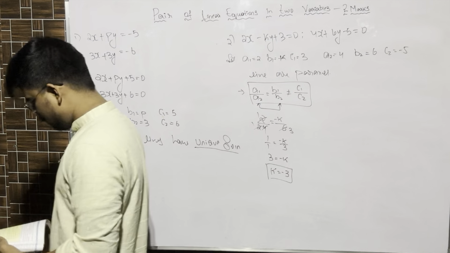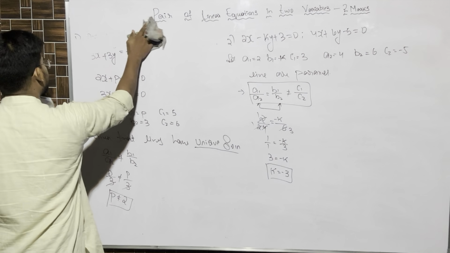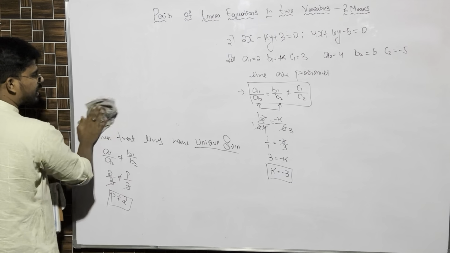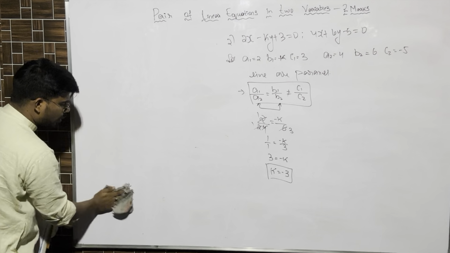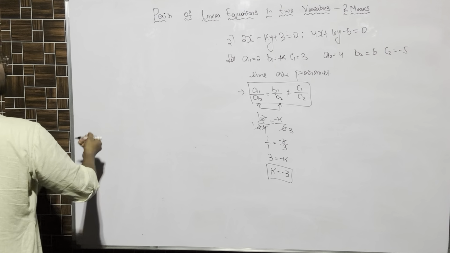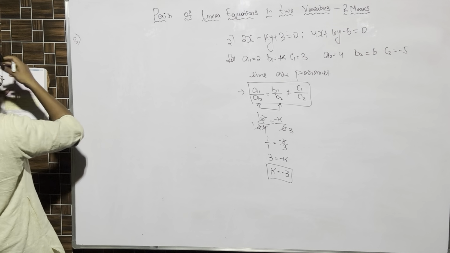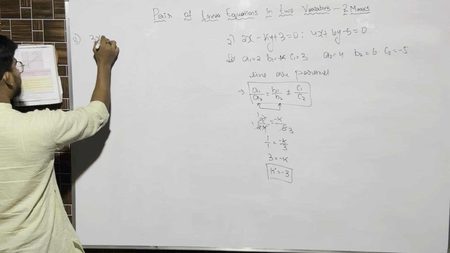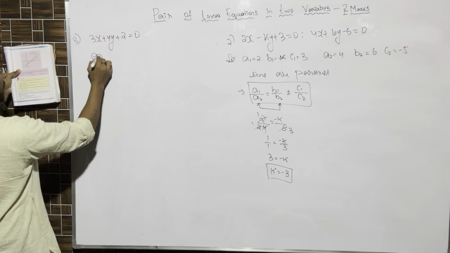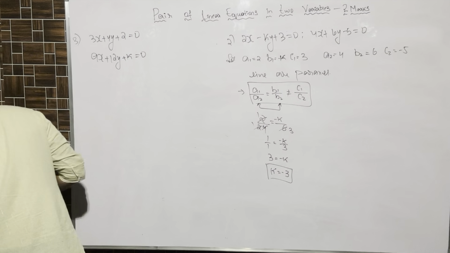Next, third question. For what value of k does the pair of linear equations represent a coincident line? In the third question he said that they represent a coincident line. If the lines are coincident, what is the condition? Yes. Let us write the two lines. 3x plus 4y plus 2 is equal to 0. Second equation, 9x plus 12y plus k is equal to 0.